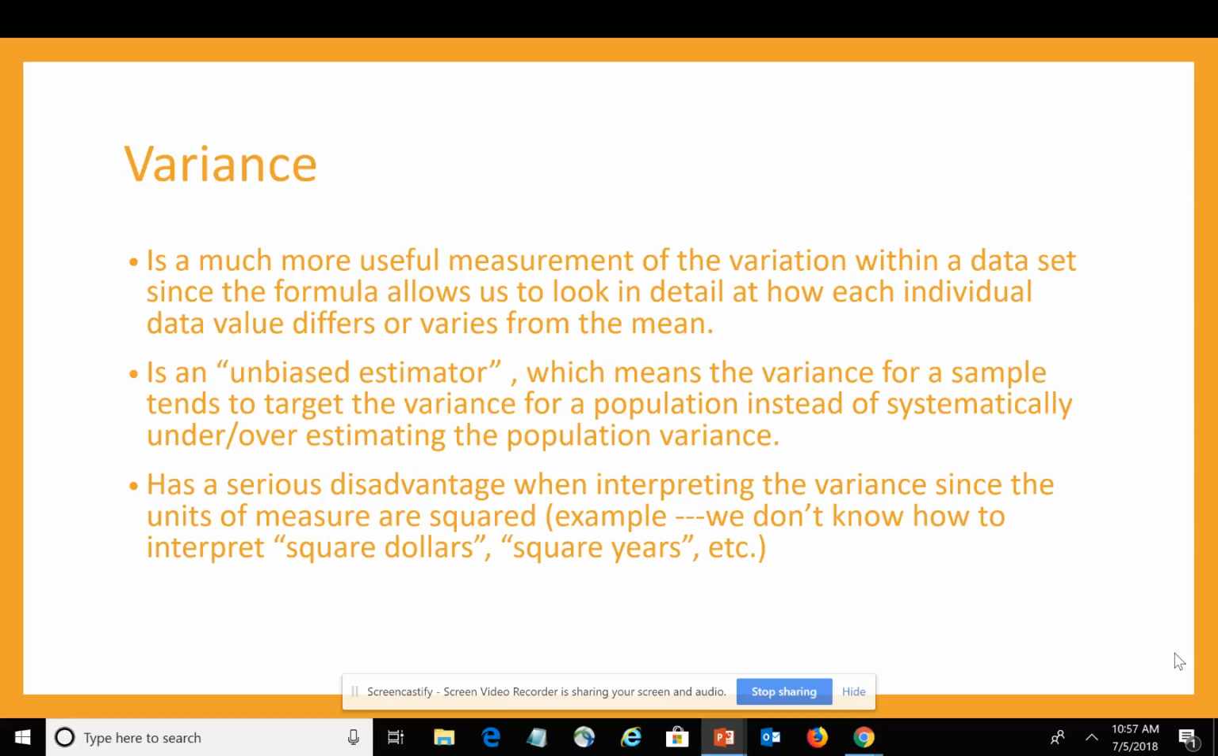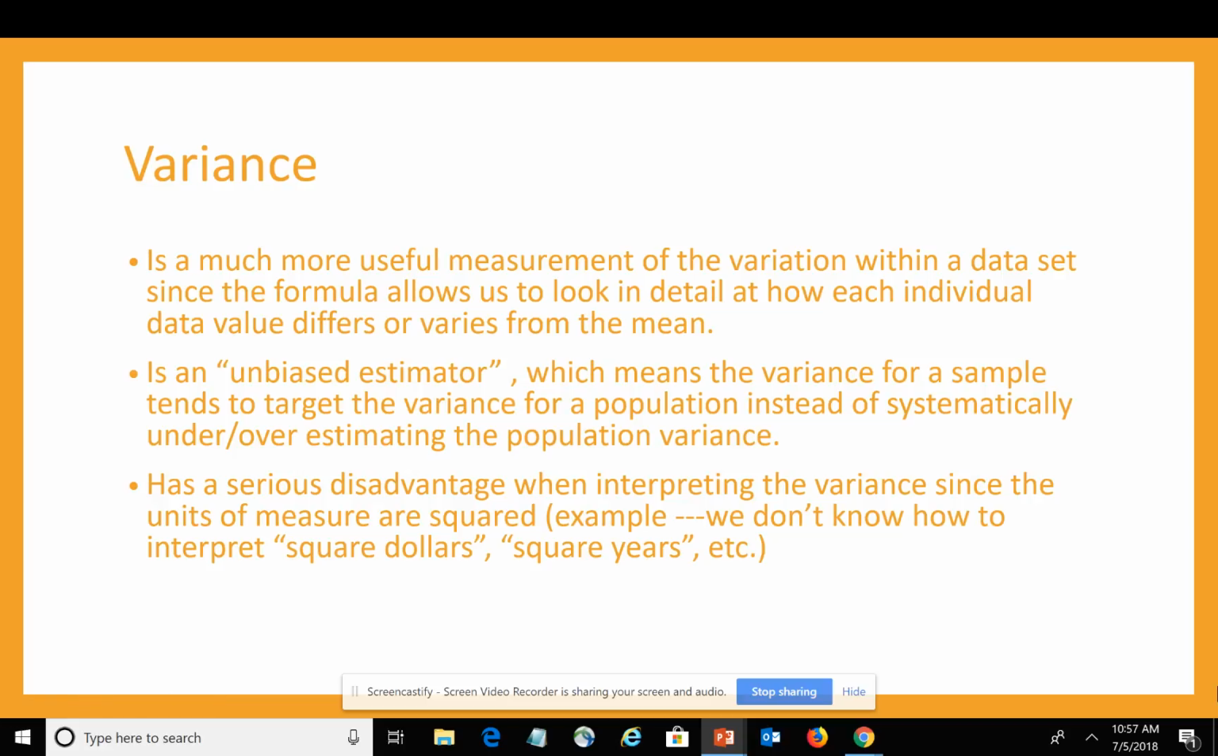Within the formula and the calculations that are performed, you have to do some squaring. And so ultimately, your units of measure become squared. And at least in my mind, it would be difficult to interpret a square shoe size, or square dollars, or square years. Those are not things that we traditionally deal with. And so it makes the interpretation of the variance very difficult, if not impossible.